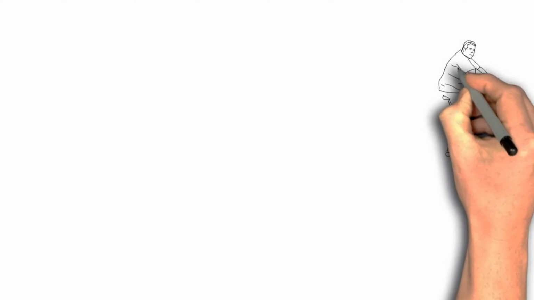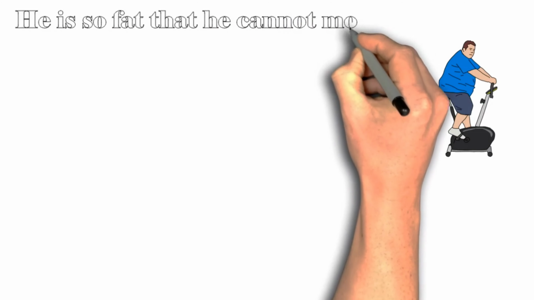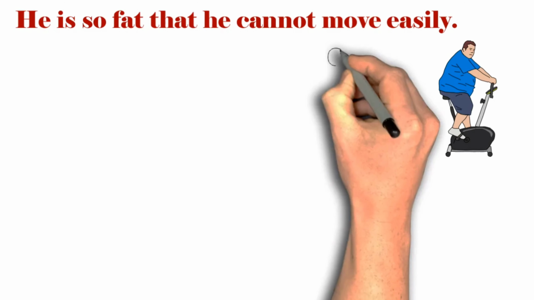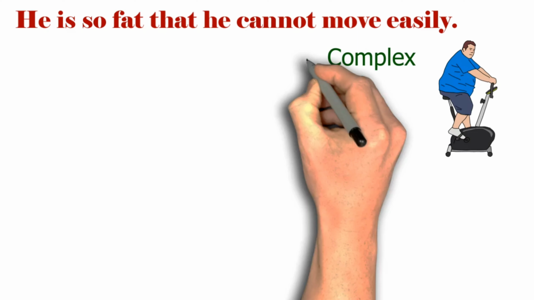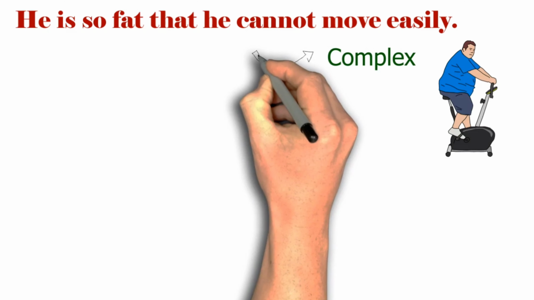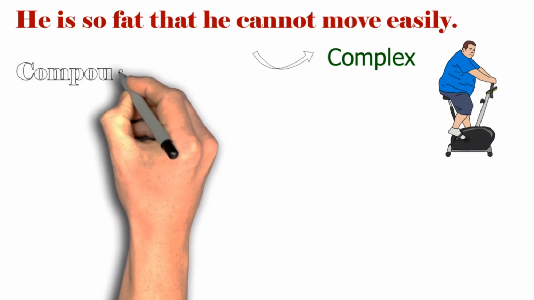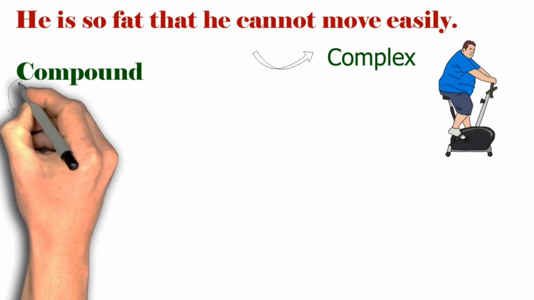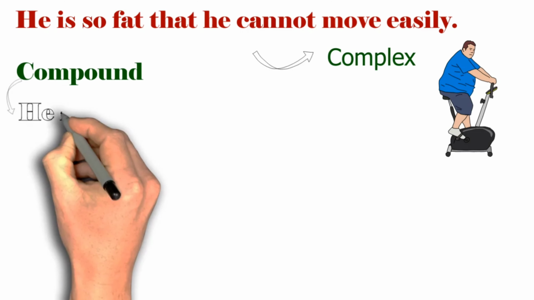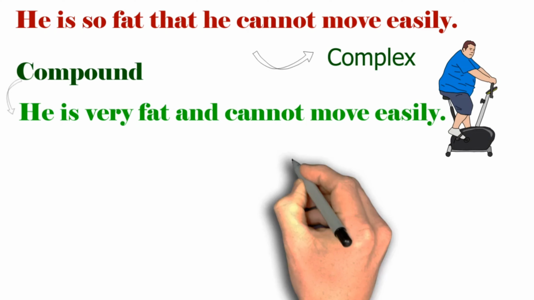And then the next rule is before you here. Look at the boy, look at the man, he is so fat, right? He's so fat that he cannot move easily. So what type of sentence is it? It's a complex sentence because in this sentence we have two clauses, right? And the conjunction is there: so, adjective, that. So just to make it compound, we'll have to use very in place of so, and in place of that. So the answer is here, he is very fat and cannot move easily.